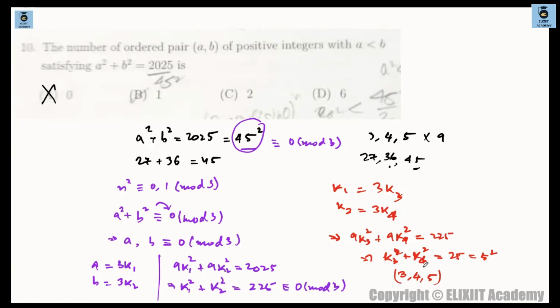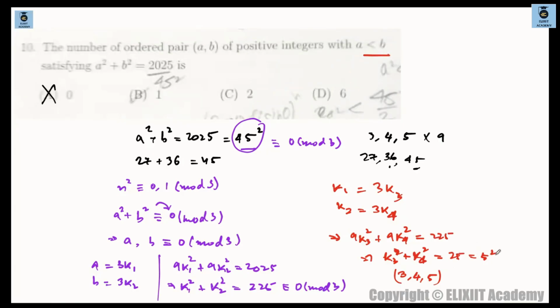So a and b must be 3 and 4. So there is only one solution; this solution keeps on repeating. They have also said a must be less than b, so definitely here 3 is less than 4. So there is exactly one solution, and this solution will keep on repeating.